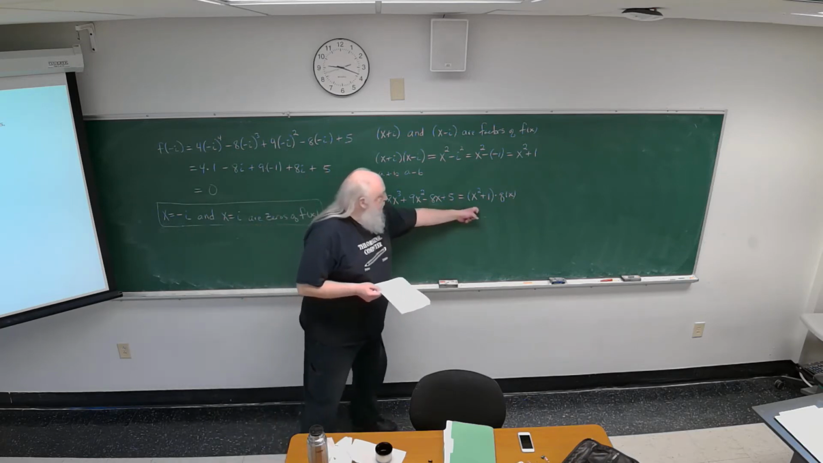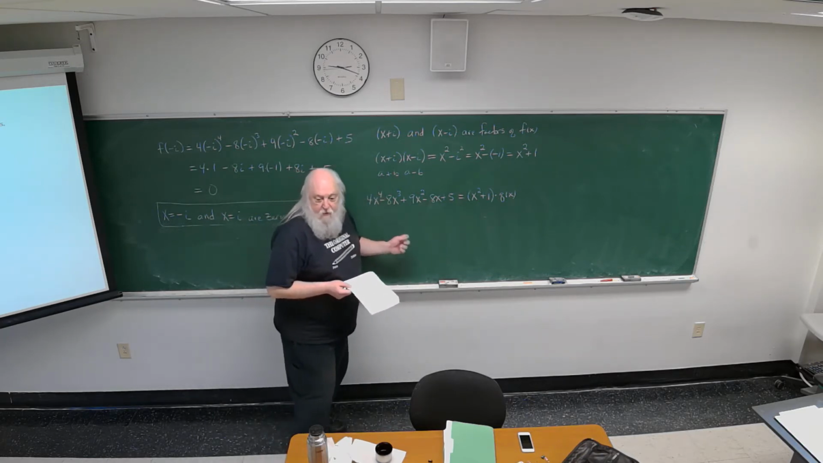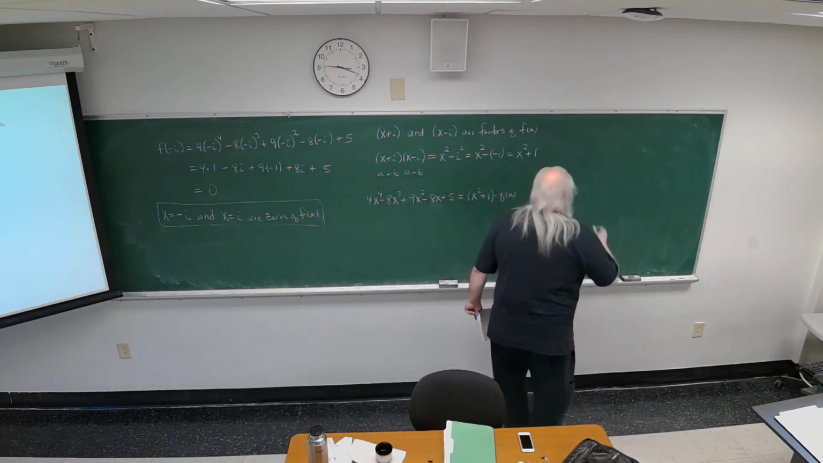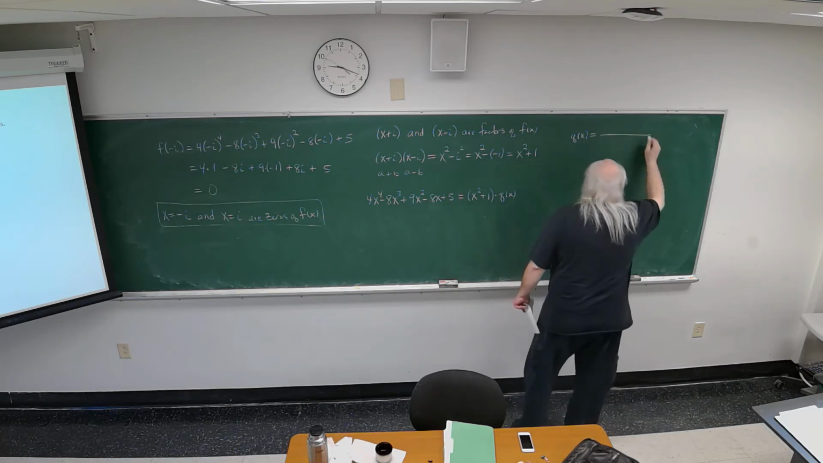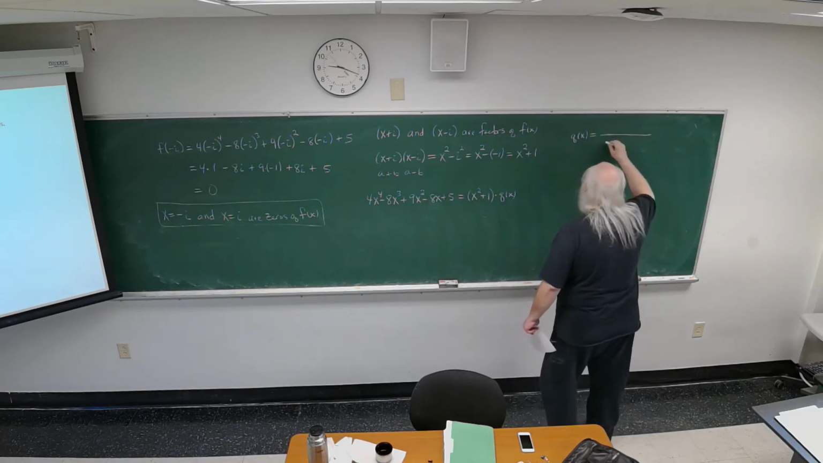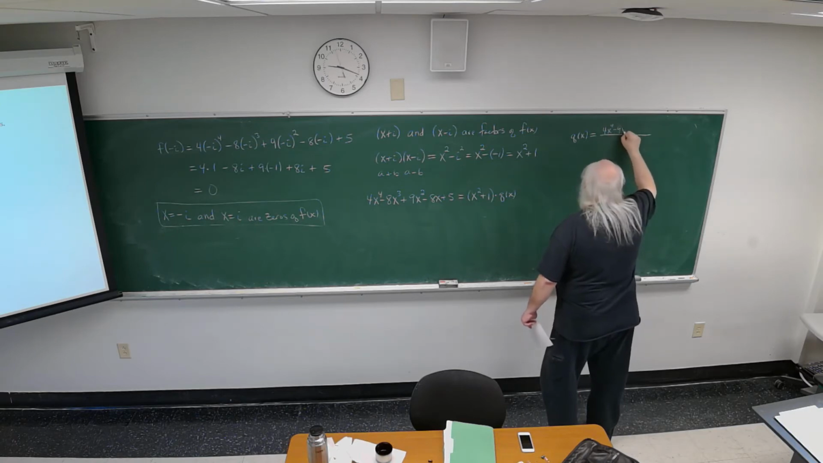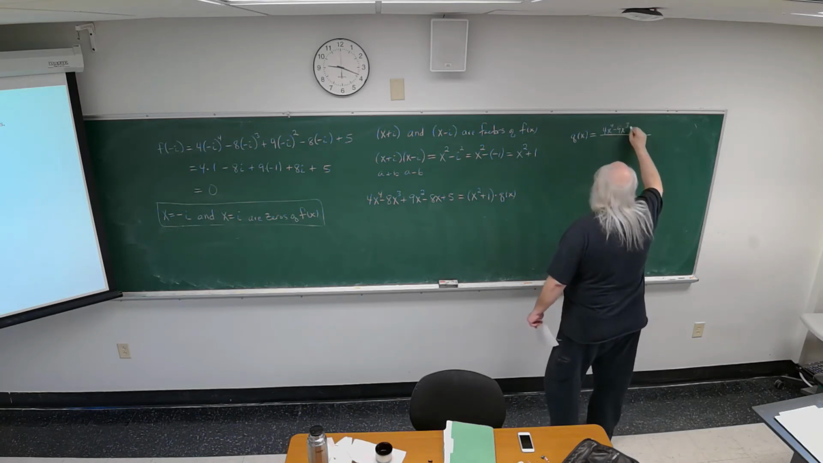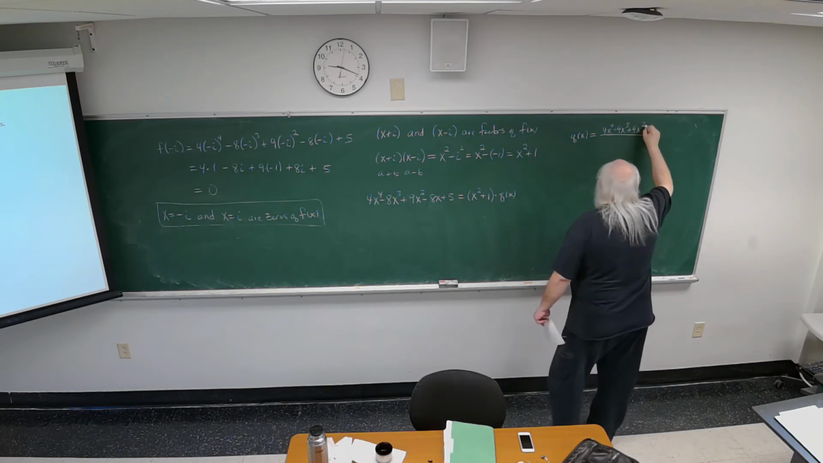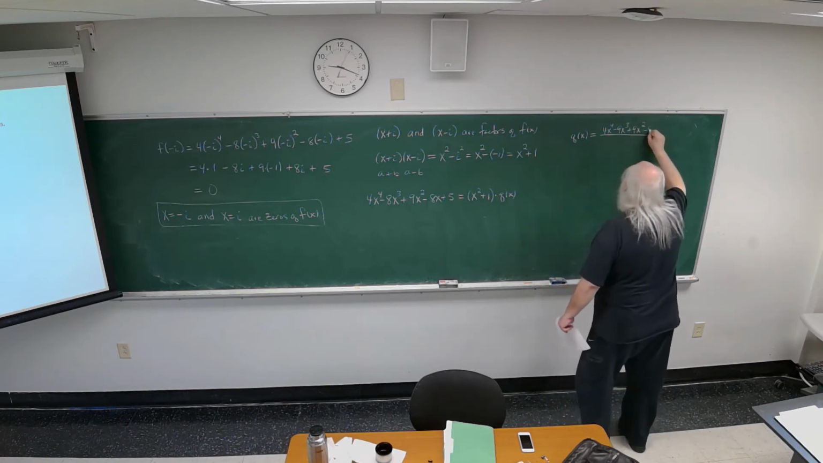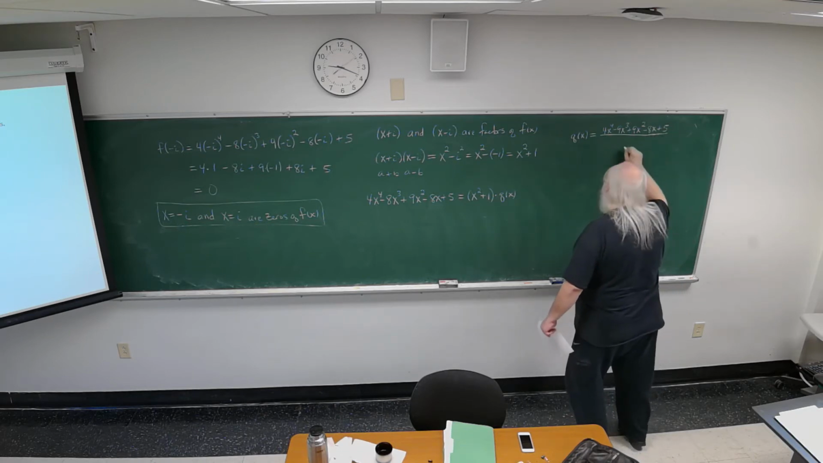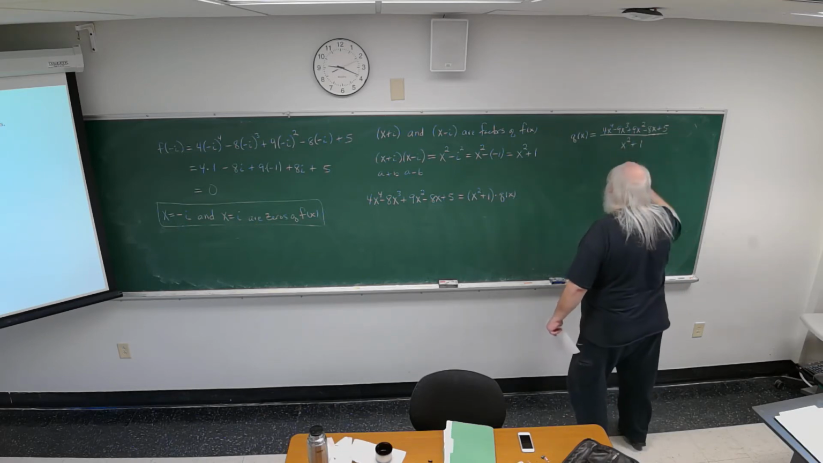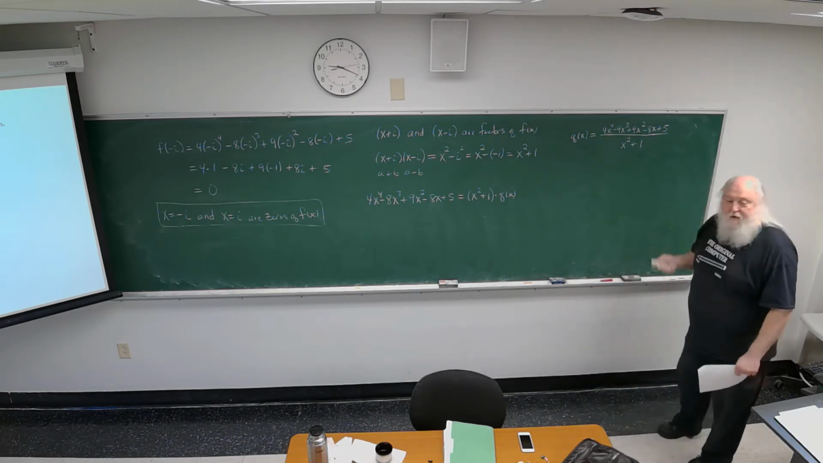Well, we divide both sides by x squared plus 1, right? So we have q of x is equal to our fourth degree polynomial divided by x squared plus 1. How do we carry out that division?